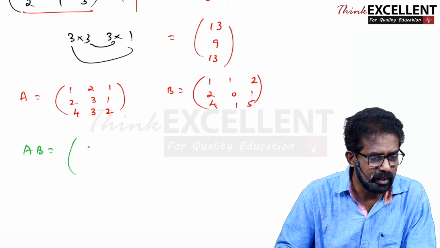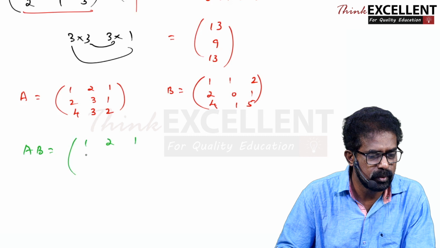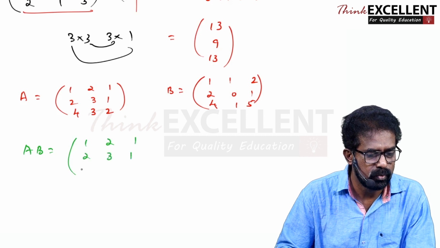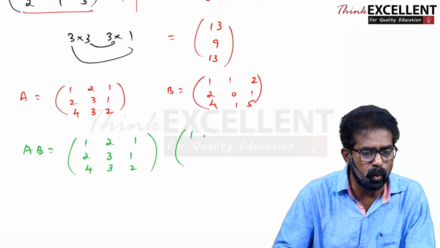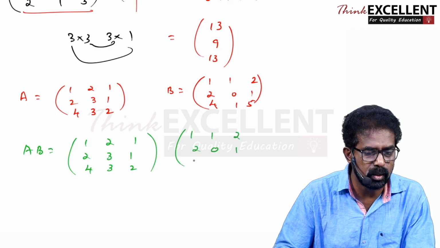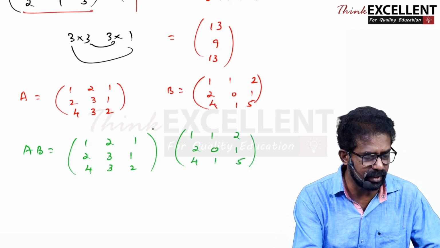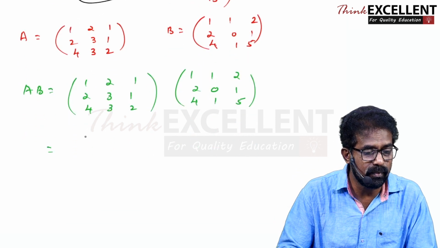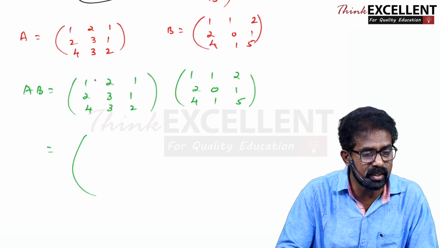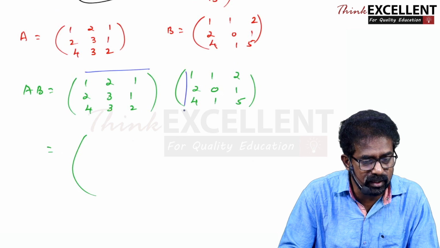See, first 1, 2, 1, 2, 3, 1, 4, 3, 2, A into B, 1, 1, 2, 2, 0, 1, 4, 1, 5. So the calculation part you do very carefully. Now please listen here. So here first row, first column.